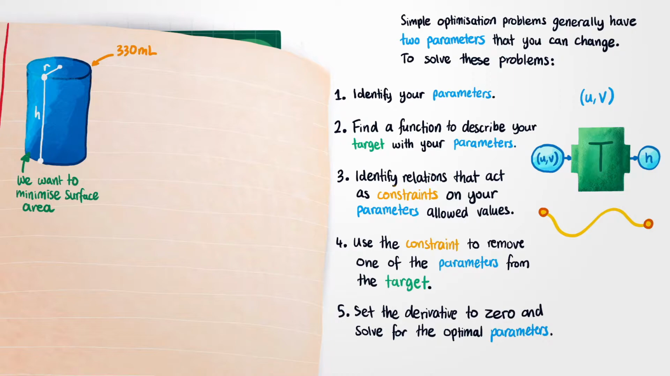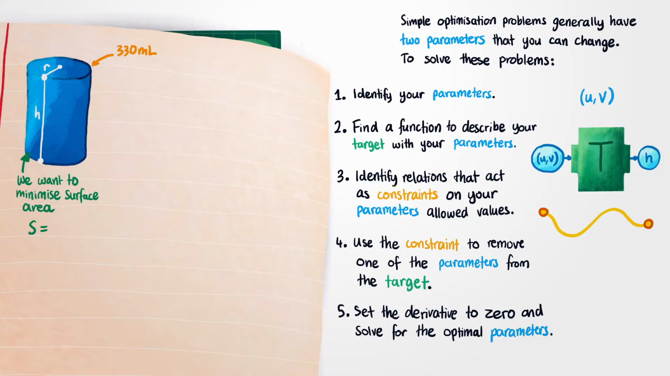Okay, so saying that we want to minimize the surface area isn't really enough. What we're going to need to do is to actually find the function that describes the target in terms of the parameters we've chosen. Since our parameters are r and h, what we want to do is to find the surface area in terms of r and h. Okay, so to just make this clear, we want the surface area to be some function T of r and h. Okay, so it is perfectly possible to actually find this function T directly.